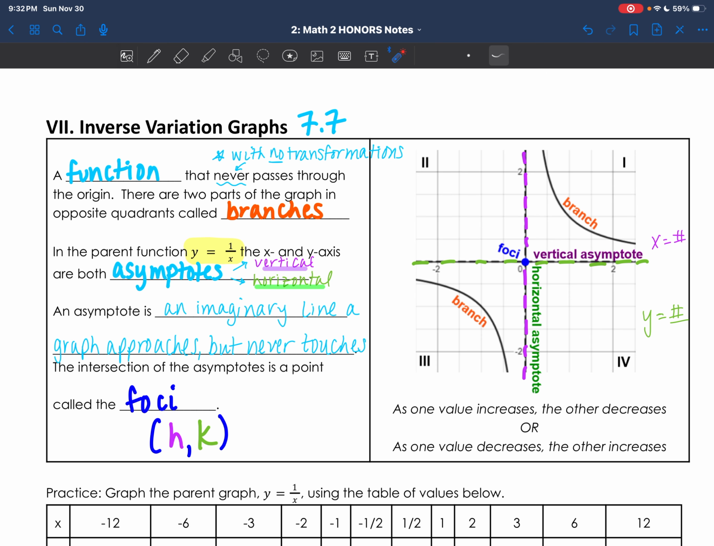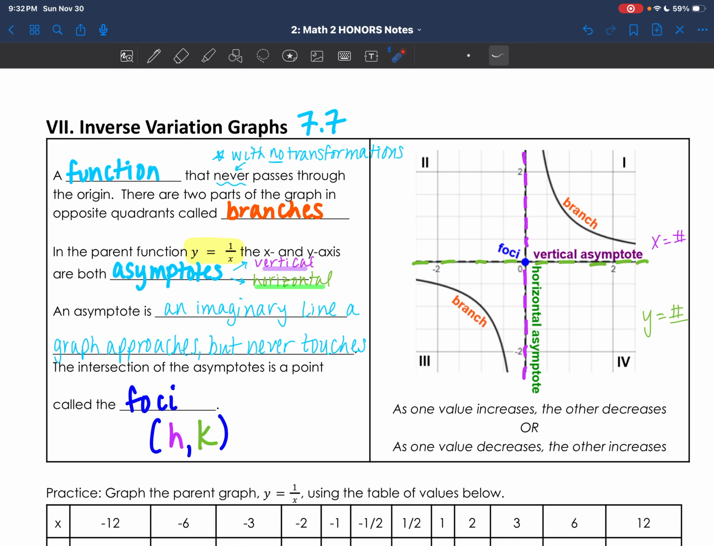All right, and an asymptote is an imaginary line in a graph that the graph approaches, but never touches. It gets really, really close, but it never touches the asymptote.